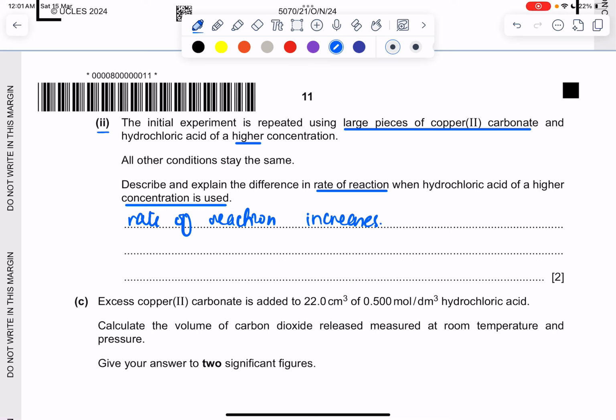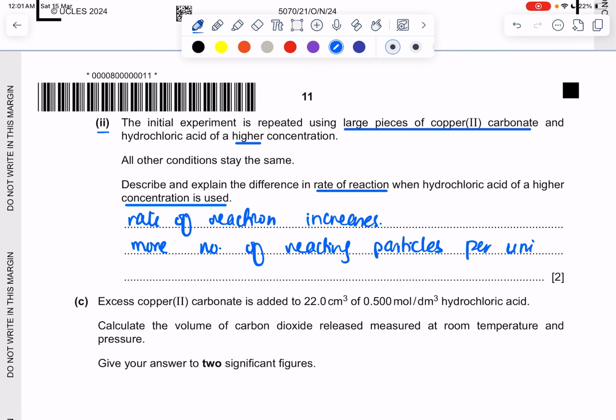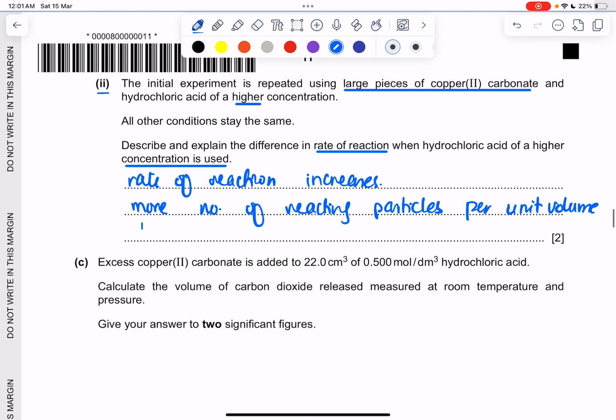And why does the rate of reaction increase? Because higher concentration means more reacting particles per unit volume. So if you have more reacting particles, it means the frequency of effective collisions increases. Okay, so this is the complete answer.